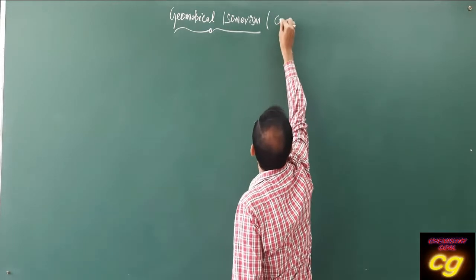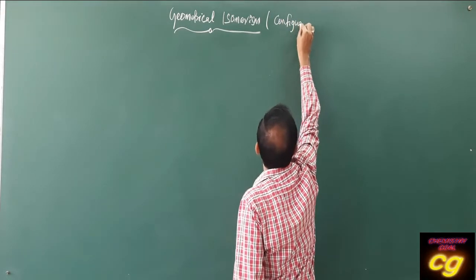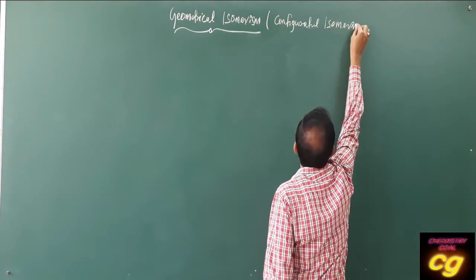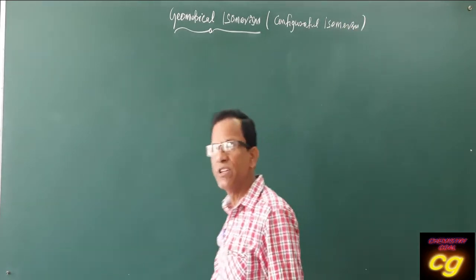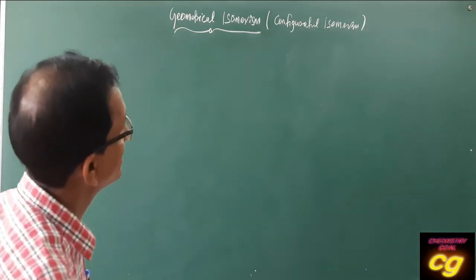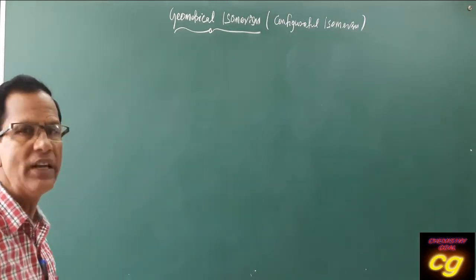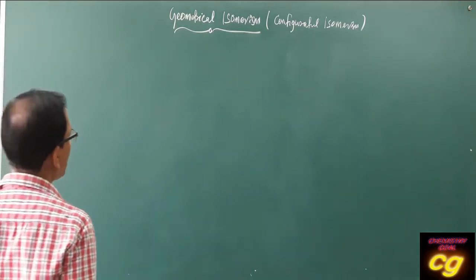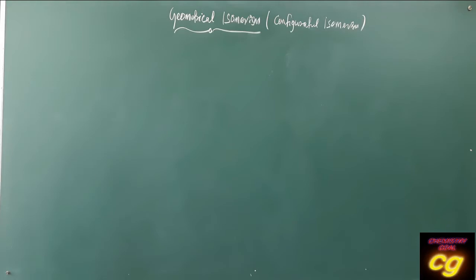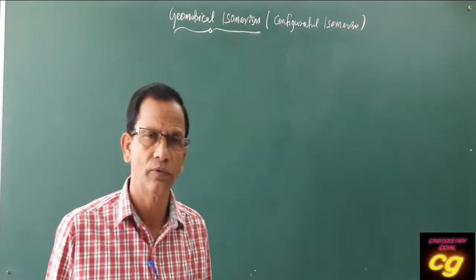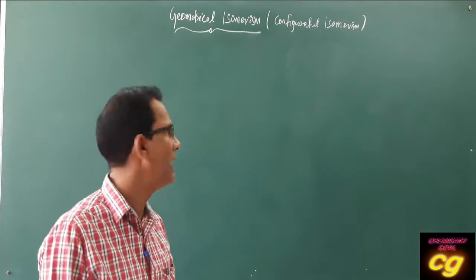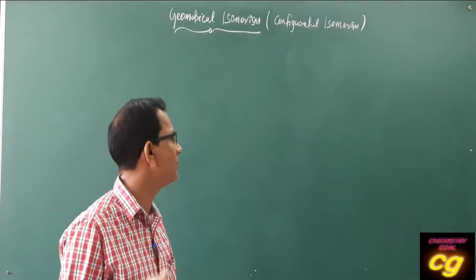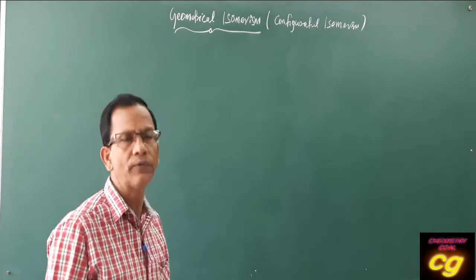It is a part of configurational isomerism, because rotation about the carbon-carbon bond is restricted. That's why it is called configurational isomerism. This isomerism is mainly observed where the molecule has a carbon-carbon double bond. Across the carbon-carbon double bond, the arrangement of atoms and groups differs from one another.